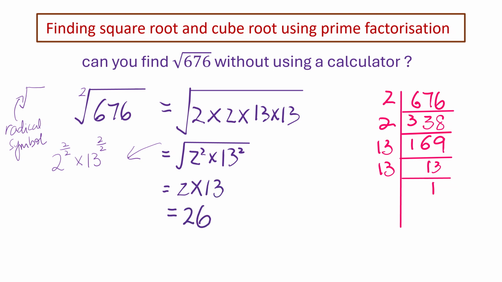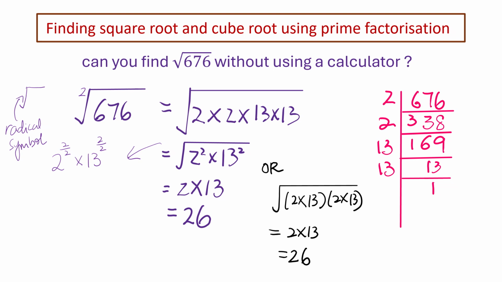Another way of looking at it is we need to have two groups of similar terms. We can group them as 2 times 13, one group, and then another group is 2 times 13. So I have two groups of similar terms. To find the square root, I just take out one of them, which is 2 times 13. And that gives you 26.